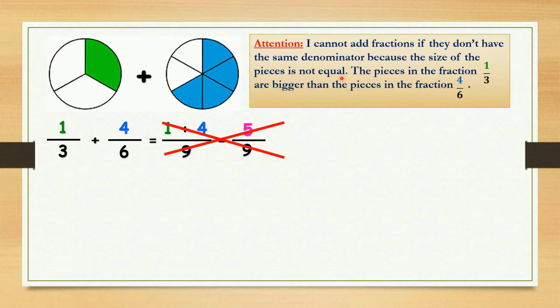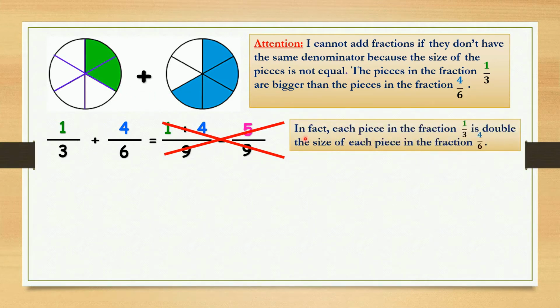not equal. Here, the pieces in the fraction 1 over 3 are bigger than the pieces in the fraction 4 over 6. If we extend the parts, we will notice in fact that each piece in the fraction 1 over 3 is double the size of each piece in the fraction 4 over 6. The green piece is double the size of the blue piece. So let's see how we should add these two fractions.